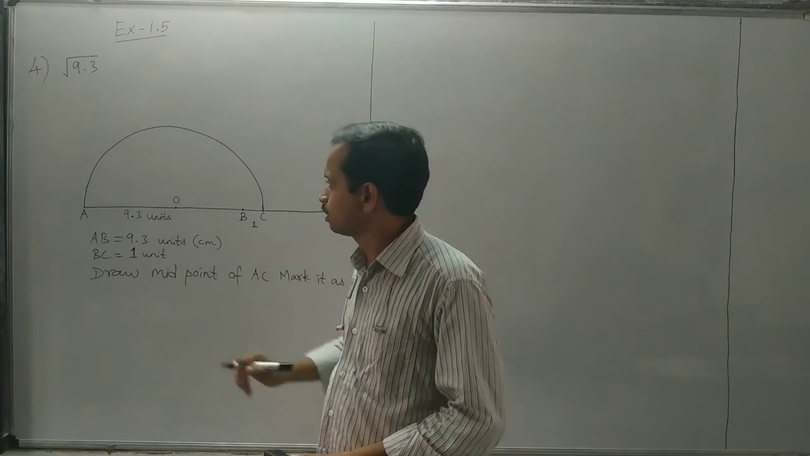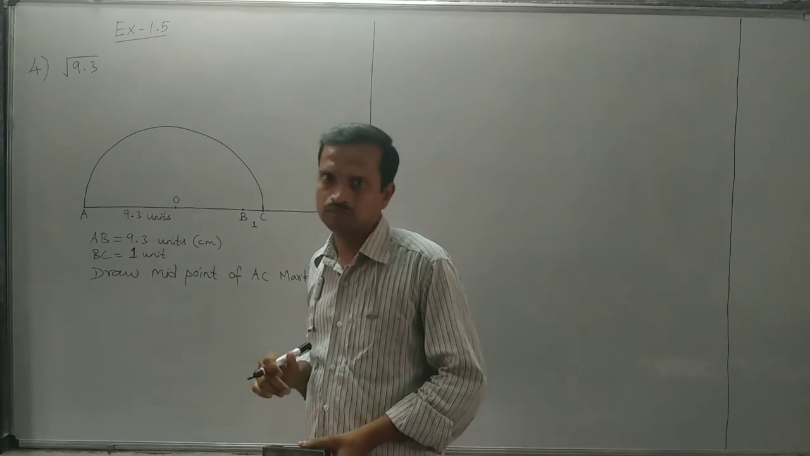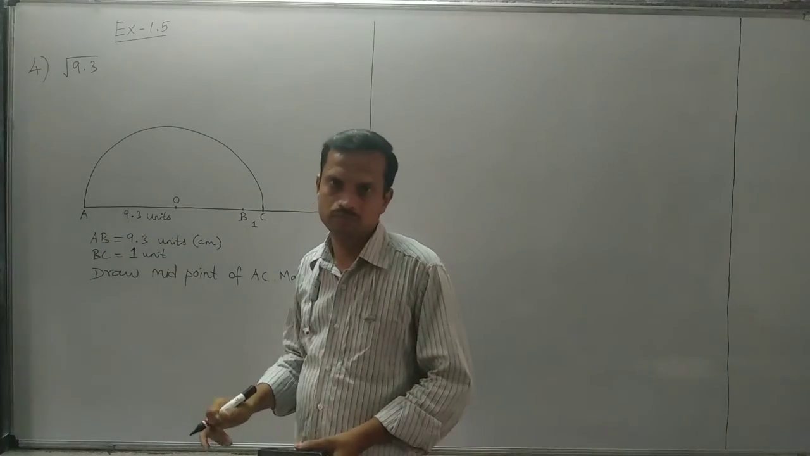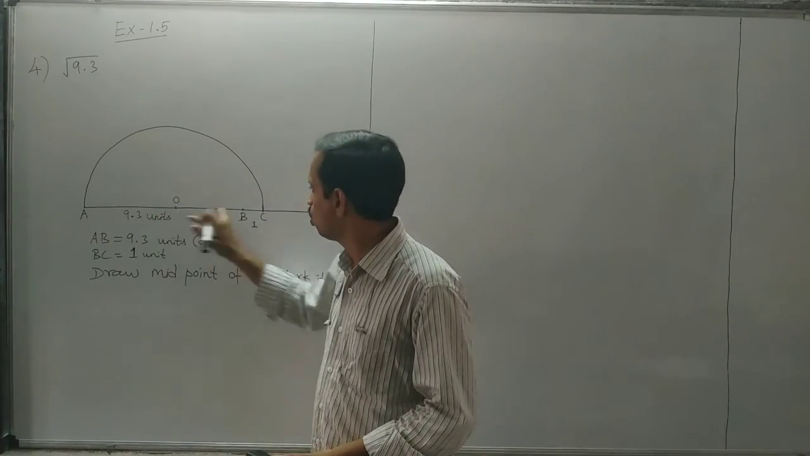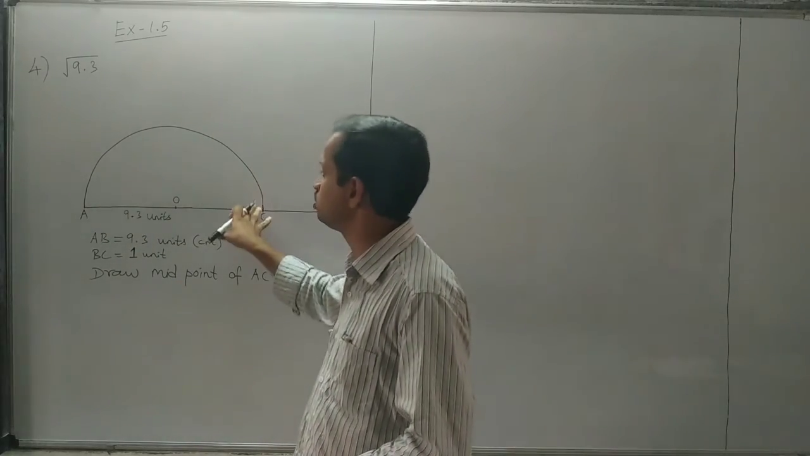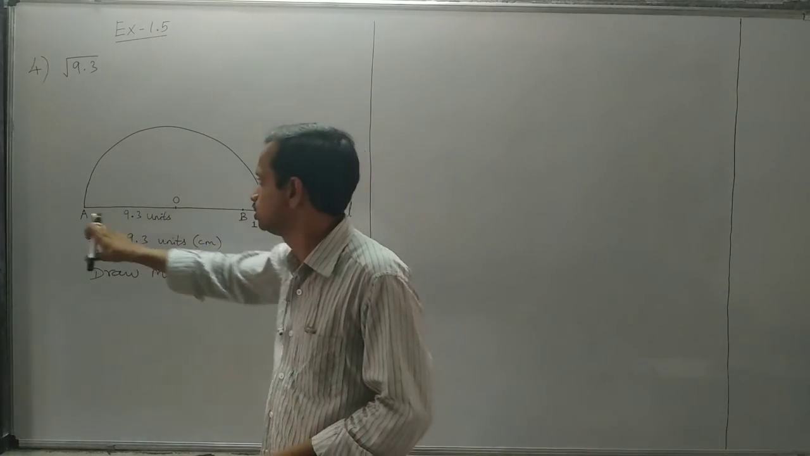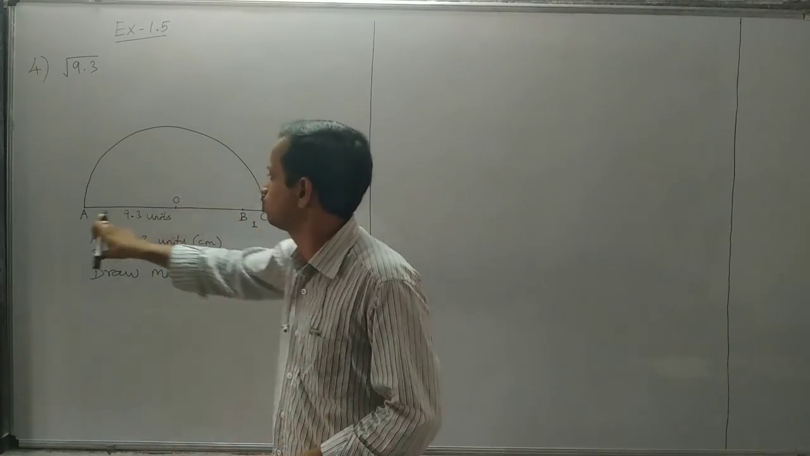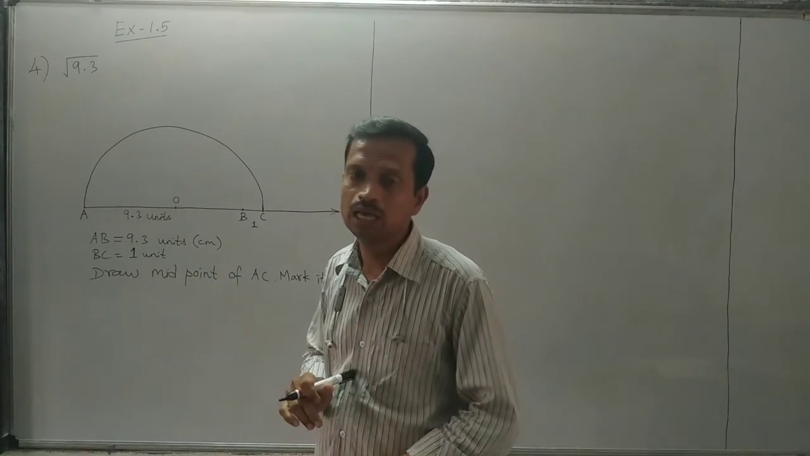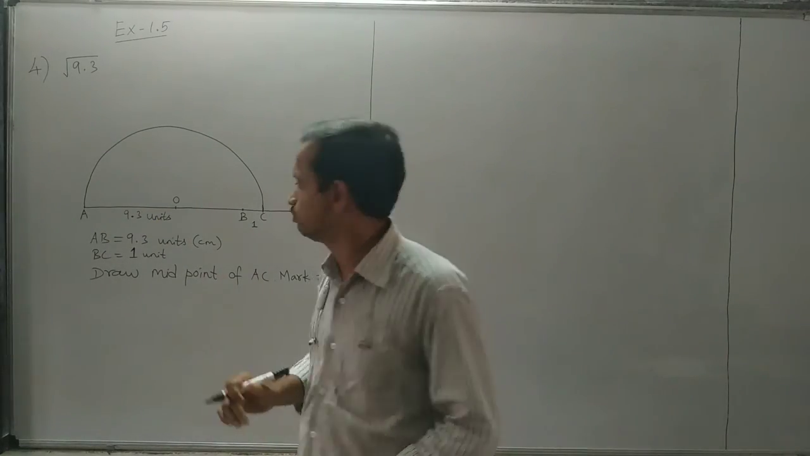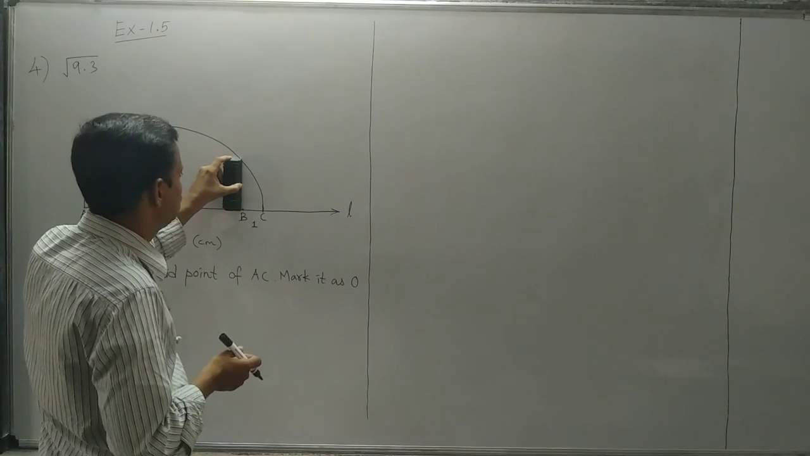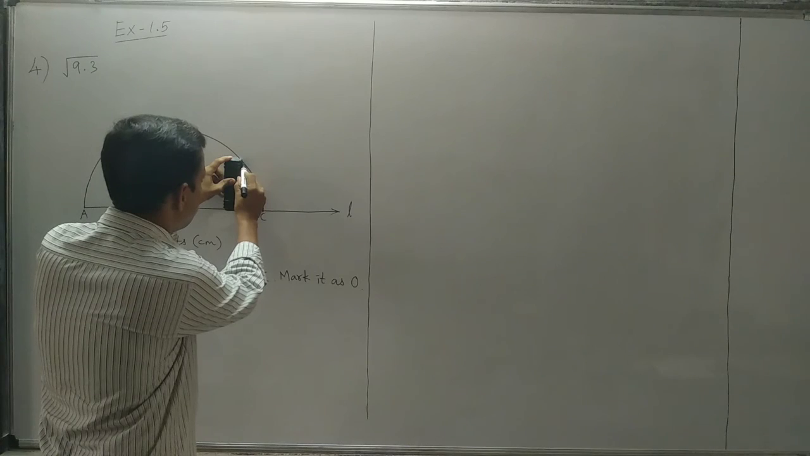And now, with O as center, keeping the compass pointer at O and OA as radius or OC as radius, you draw a semicircle like this, which passes through A and C. You have to draw a semicircle. And the next step is through B, draw a perpendicular to the line L. Draw a perpendicular.